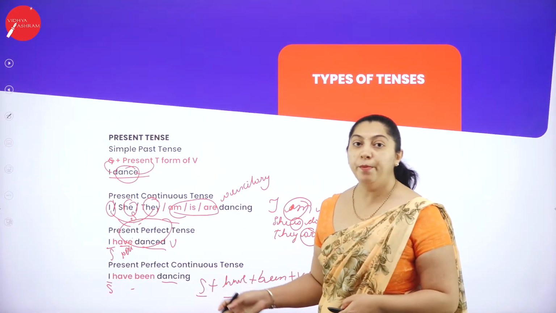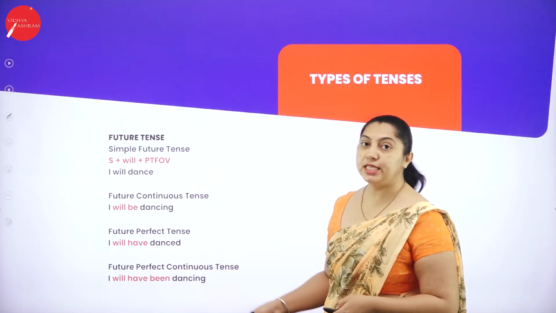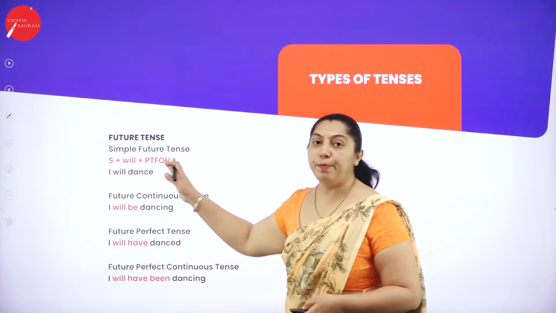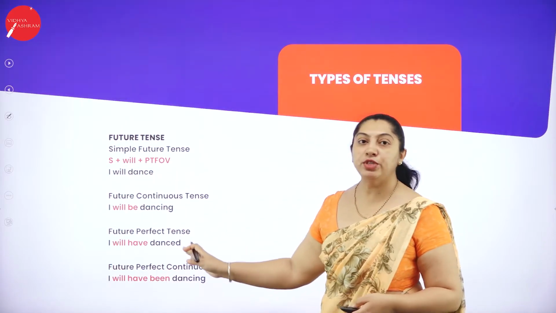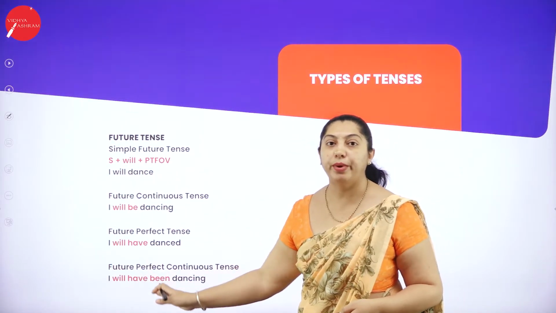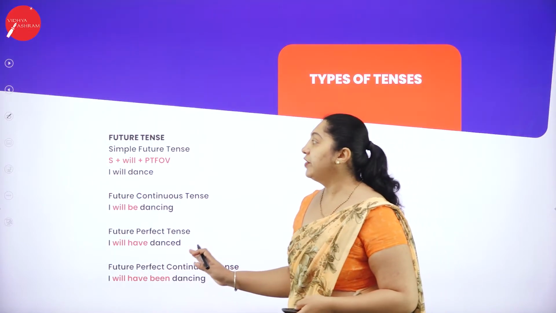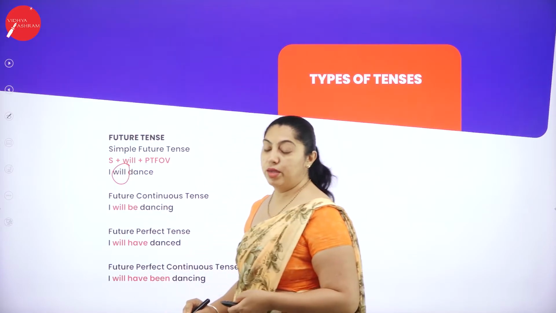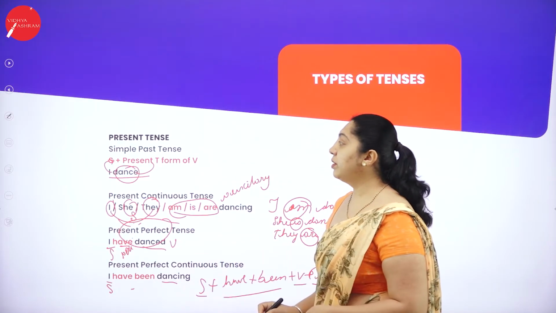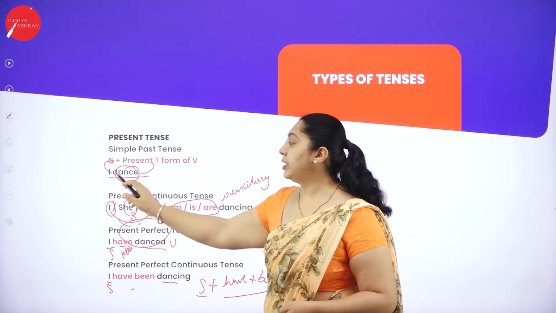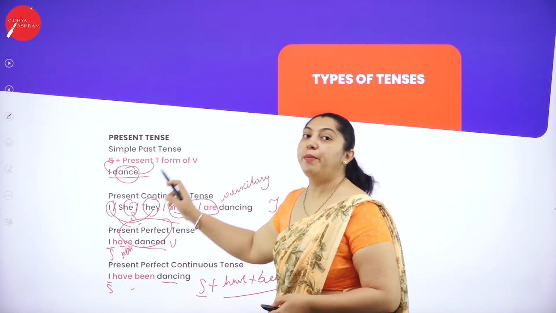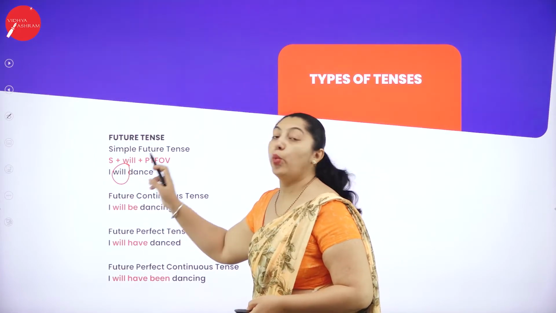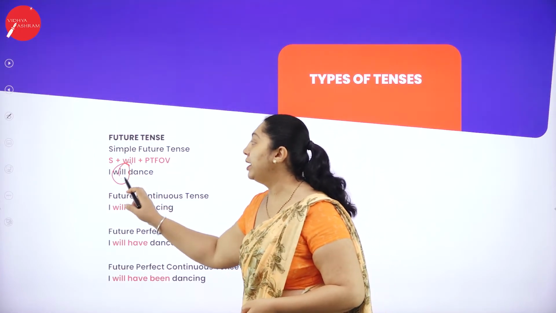This is about the present tense. And the last tense is future tense. Under future tense, again it is simple future, future continuous, future perfect continuous. In the future tense, we will just add the word will here. So if I move to the previous slide, we have written like I dance. But when it comes to the future tense, we will add the word will here.